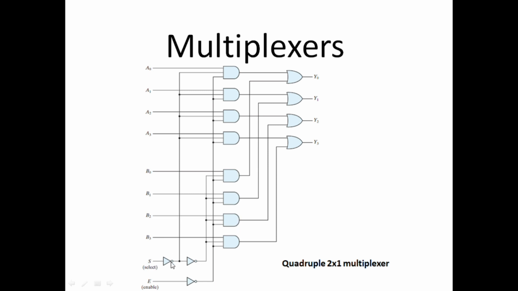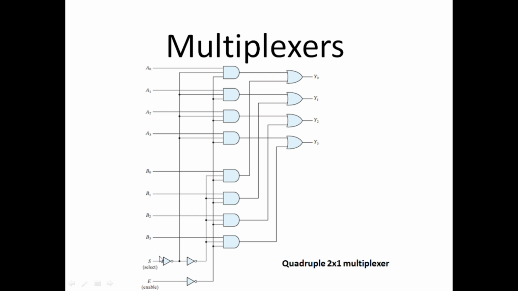So when a 0 is given, 1 is provided to the upper group, 1 is provided to the lower group. When 1 is provided, 0 is given to the upper, 1 is given to the lower. So this select line can disable or enable either of these two groups, the upper group or the lower group. So it actually selects either of these two groups.